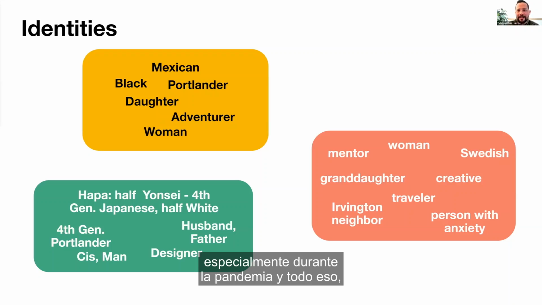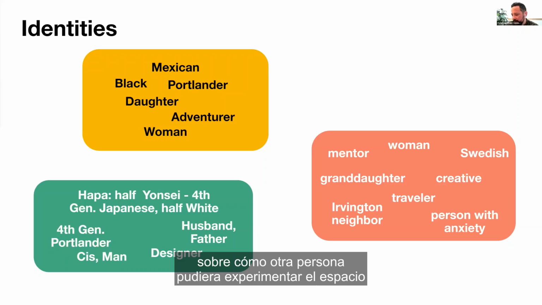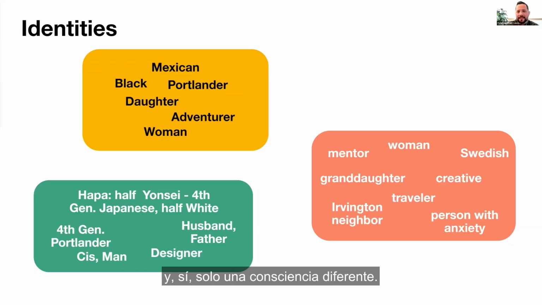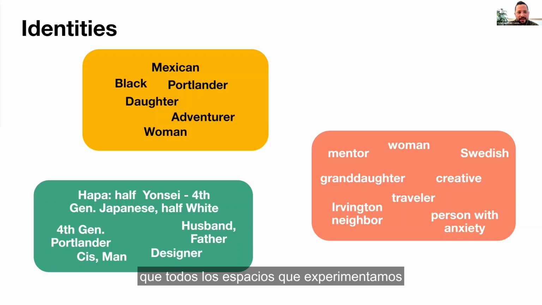especially through the pandemic and all that, gives me a different kind of perspective on how another person might experience space and just a different awareness. I'm also a cis man, and I see myself as a designer, and I think that designer one, especially when we're experiencing space, is a big one for me, because I know intimately that all the spaces we experience are crafted around us.